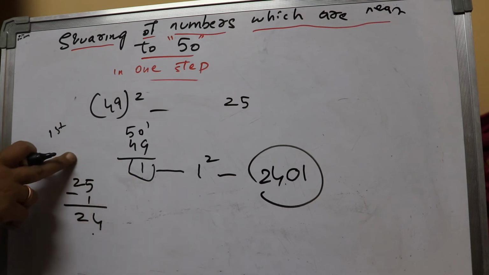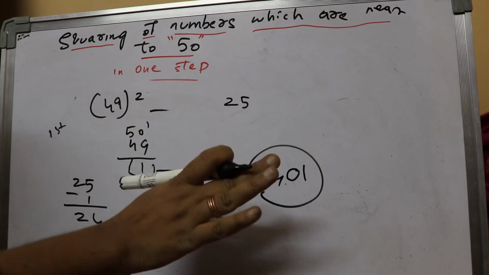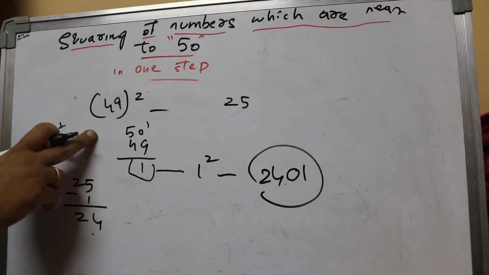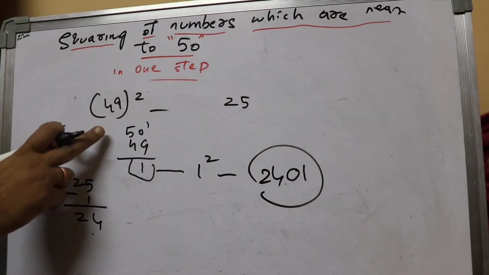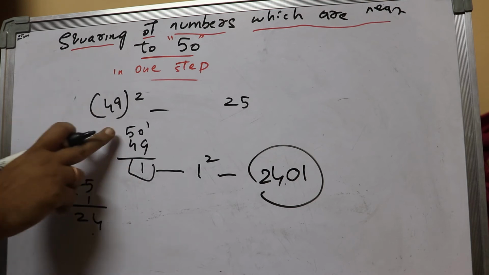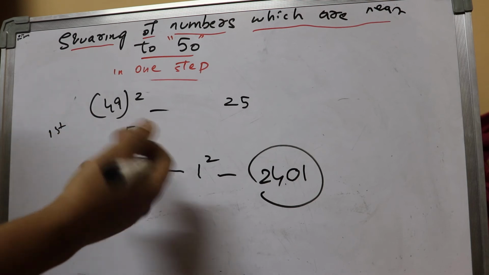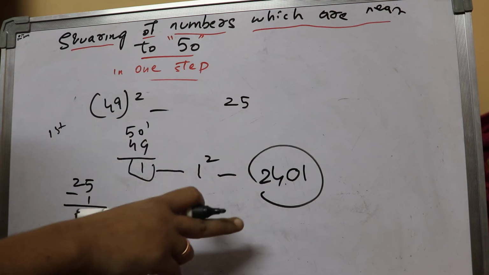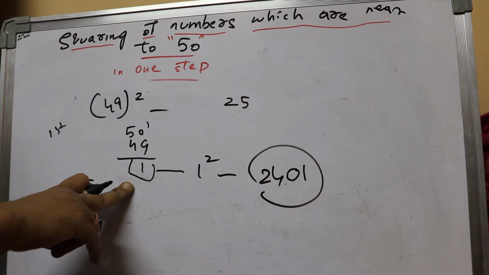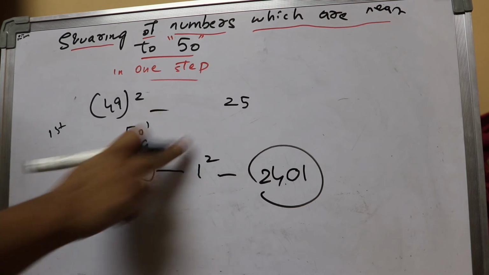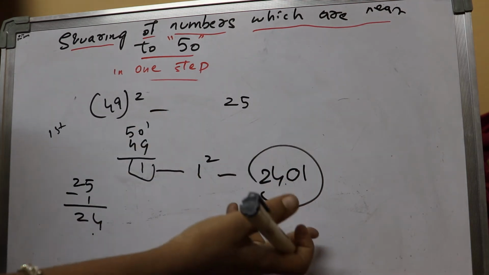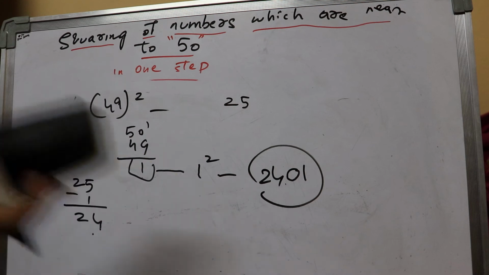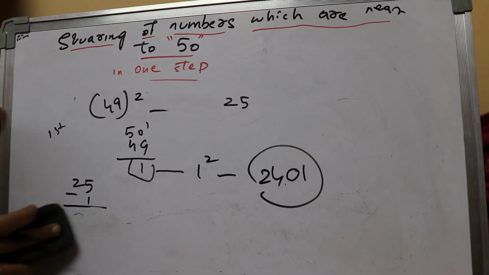First, keep 25 aside, and then see how much 49 is less than 50. So we take the difference. We get a number, we square that single digit, keep 0 in front of that, and then we subtract the 1 from this 25, getting 24, like this. That's it. We will see one more example to have a clear idea.